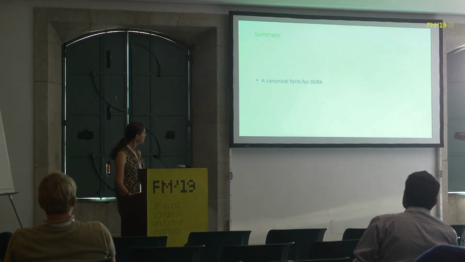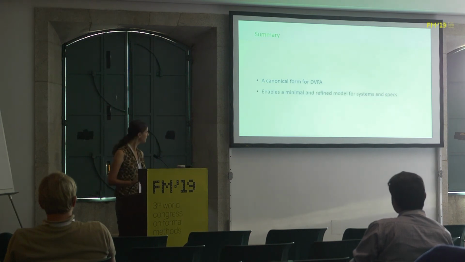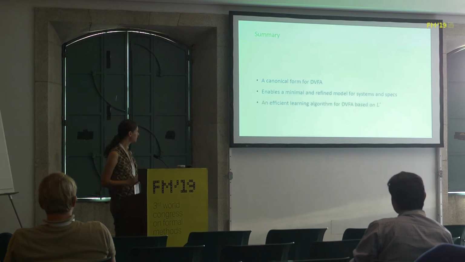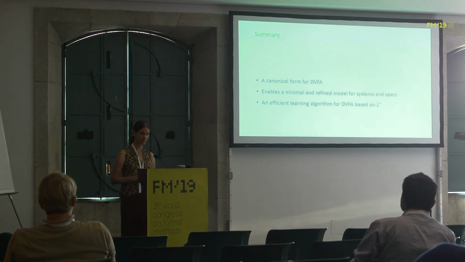All right, so to summarize, we saw a canonical form for DVFA. In general, languages over infinite alphabets are highly irregular, so finding fragments for which there is a canonical form is quite nice. This canonical form enables a minimal and refined model for systems and specifications that we use for these automata. And we saw an efficient learning algorithm for the languages of these types of automata.